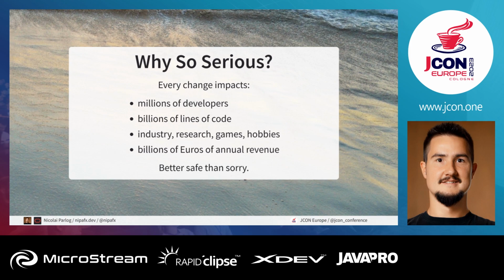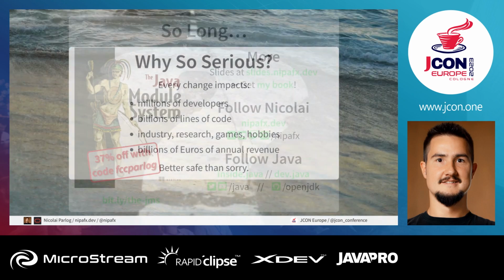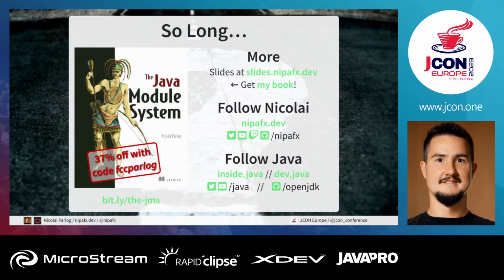But the point is, the OpenJDK community needs to take all of this into account as well as possible. And in the end, Java drives billions of euros of annual revenue, and you don't easily risk that for no good reason. So it's better safe than sorry. And that was it. Thank you very much for your attention.